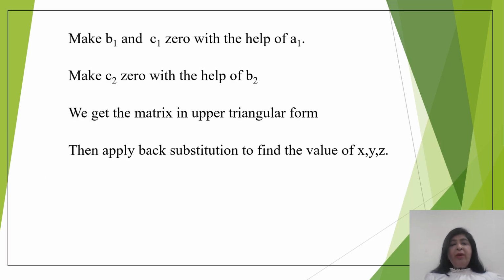First of all, we will make b1 and c1 zero with the help of a1, and then we will make c2 zero with the help of b2. We get the matrix in the upper triangular form. When we get the matrix in the upper triangular form, then we apply back substitution to find the values of x, y and z. So when we discuss the questions, it will be more clear to you.